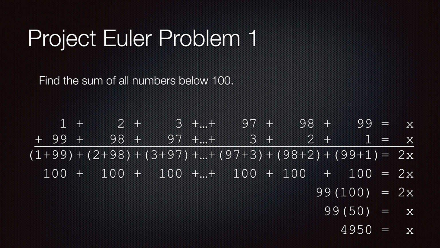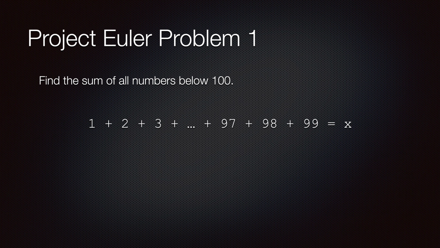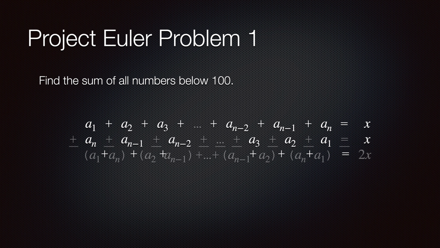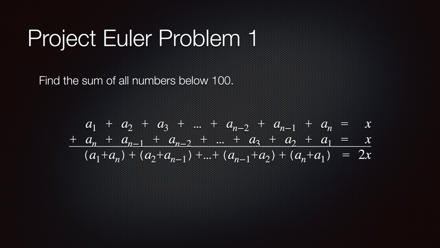Next, let's work on generalizing what we have. Starting with our first equation, replace our numbers with variables. Where A is our sequence of numbers, A1 is the first number in the sequence, and A sub n is the last number in our sequence. We'll do the same for our second equivalent equation. Add them up.